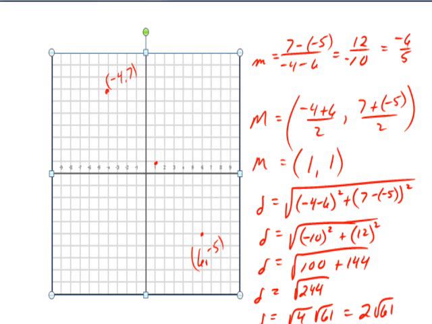So this lesson was on the slope, midpoint, and distance. The slope is basically the amount of rise or drop over the run. We can find it by subtracting the y's over the subtraction of x's. The midpoint is the average of the x's and average of the y's. And the distance between the points can be found using the Pythagorean theorem or the equivalent of that, which is the distance formula.